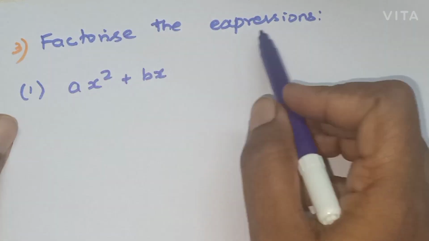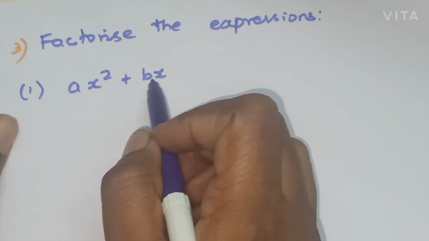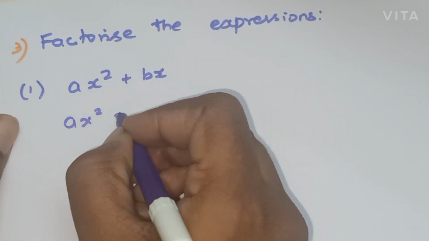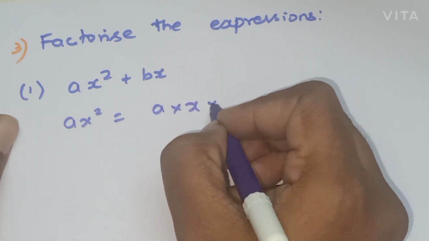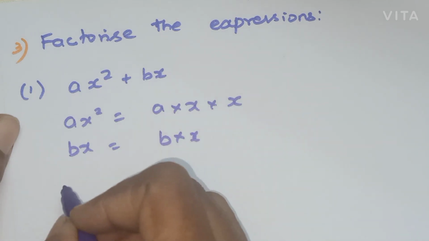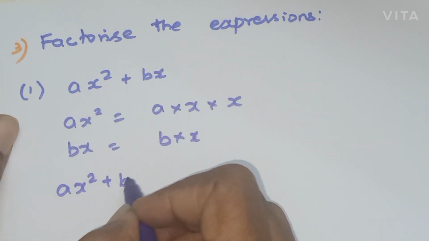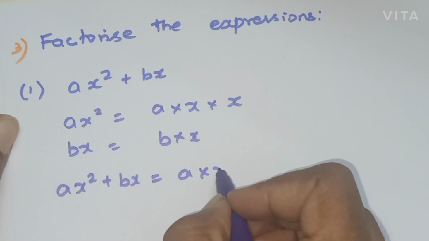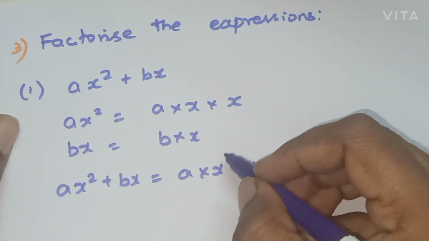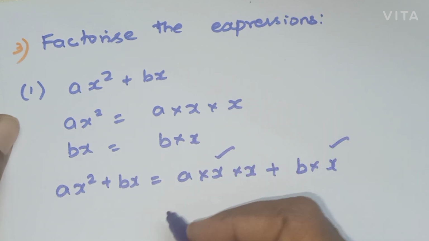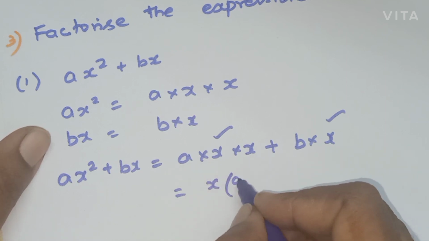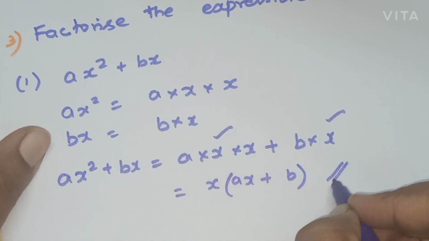Sum number 3. Factorize the expressions for subdivision ax square plus bx. So first consider ax square. So ax square we can write as a into x into x, and similarly bx we can write as b into x. Now ax square plus bx can be written as a into x into x plus b into x. Now we can see x is common in both the terms. So now I can take x to be commonly out. So we get x into ax plus b. This will be the answer.